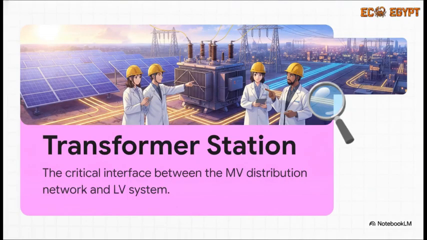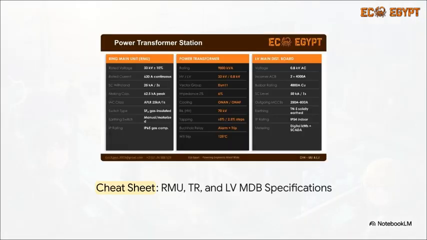So what is this station really? Well, it's the critical interface between the medium voltage distribution network and the low voltage system. It's definitely not just a passive pass-through for electricity. It's the absolute backbone of your plant's safety and reliability. It takes all that power generated by your solar field, steps it up, and safely directs it right toward the main grid. This cheat sheet beautifully illustrates the three vital subsystems we're dealing with here.